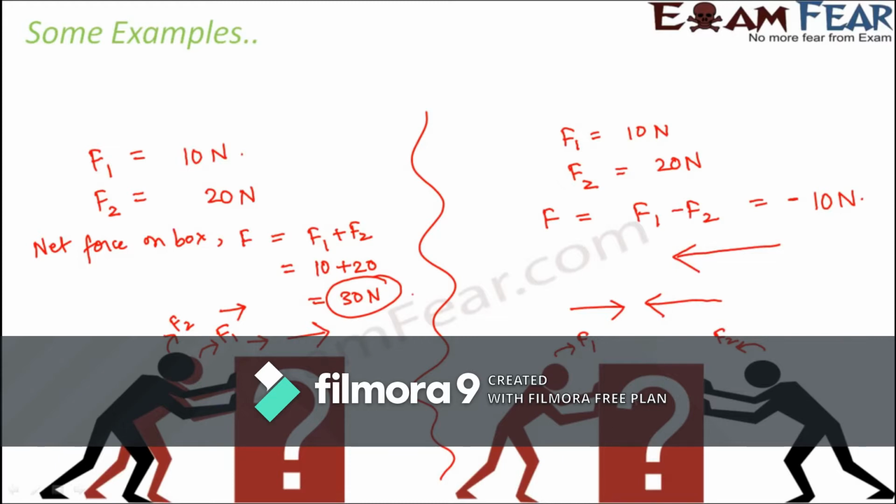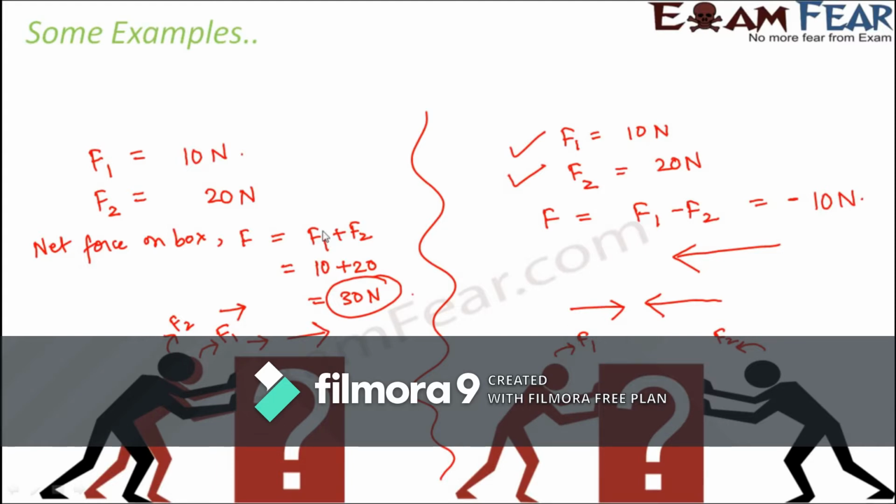So this box will move in this direction because greater force is being applied from this direction. F2 is greater than F1. So obviously F2 will dominate over F1 and the box will move in the direction of F2. So I hope the concept of force is clear now.